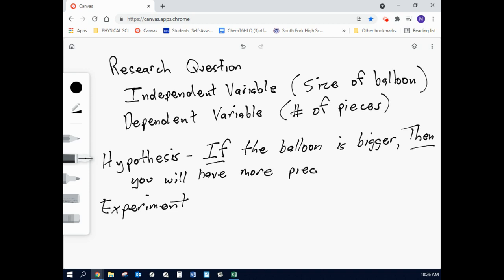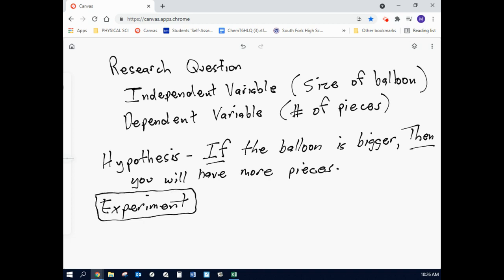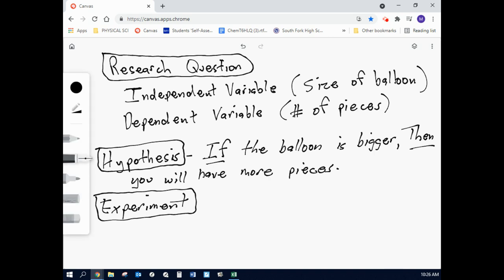Okay, so that's what we think. We don't know that for sure, though. We can't guarantee that. But what we can do is what somebody said earlier. We can do an experiment. And you know what? If we do an experiment and we find out that the bigger the balloon is, the more pieces it makes, I think we can have a pretty good confidence that our conclusion is, hey, the bigger you blow up a balloon, the more pieces it's going to make.